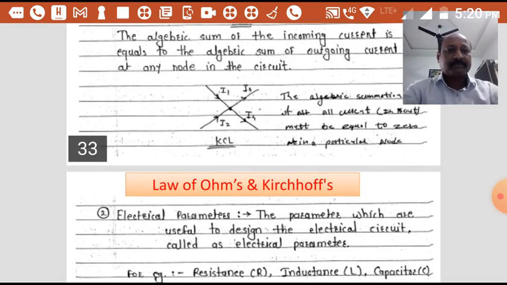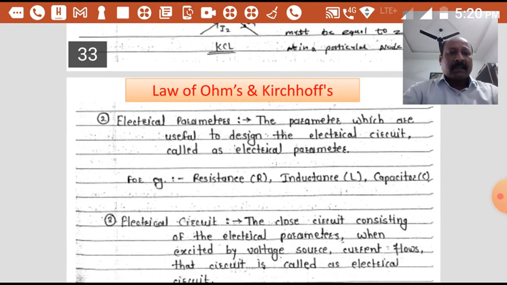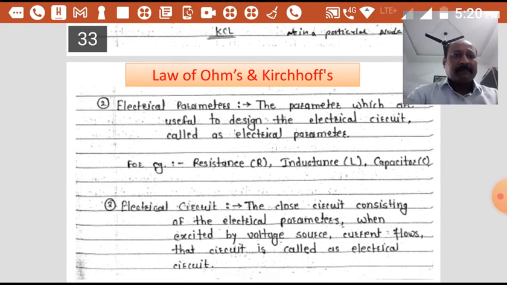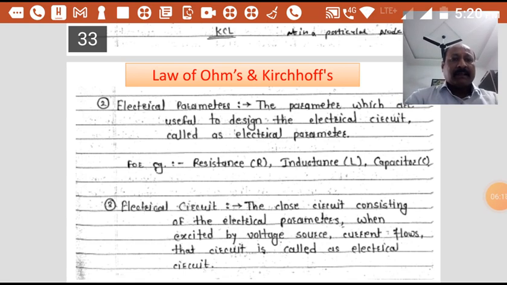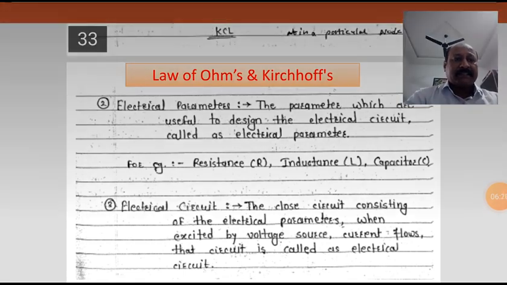Then electrical parameters. The parameters which are useful to design the electric circuit are called electrical parameters. So how will you design the circuit? We can design the circuit by interconnecting the electrical parameters, that is resistance, inductance and capacitance.